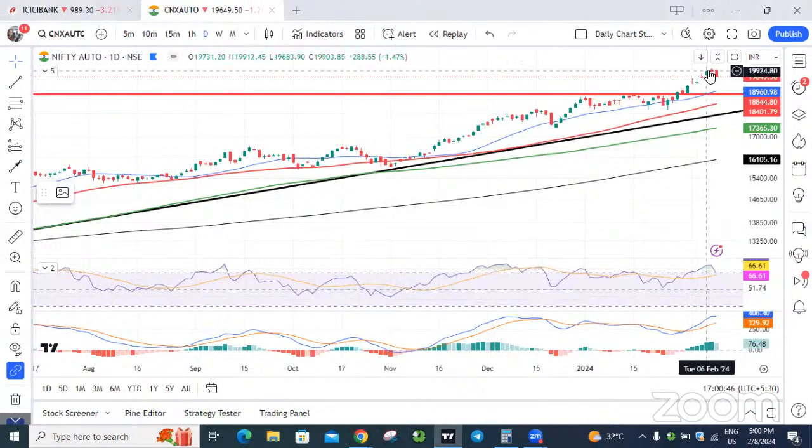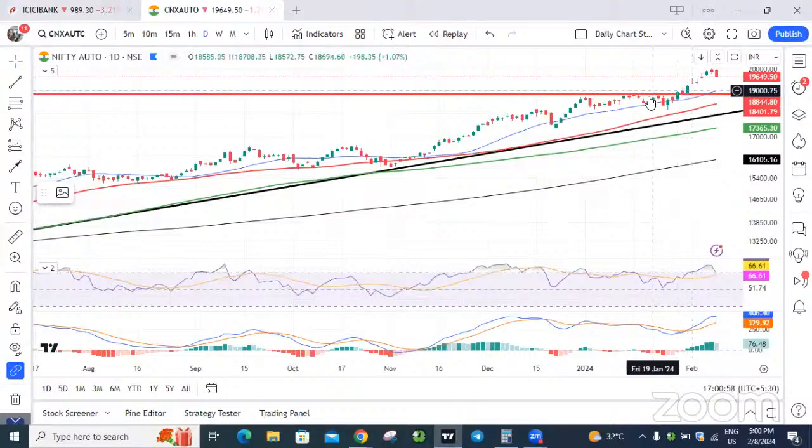So fresh positions can be avoided in this particular sector. One can follow a buy on dip strategy only once it comes back towards the 19,000, 18,800 level.